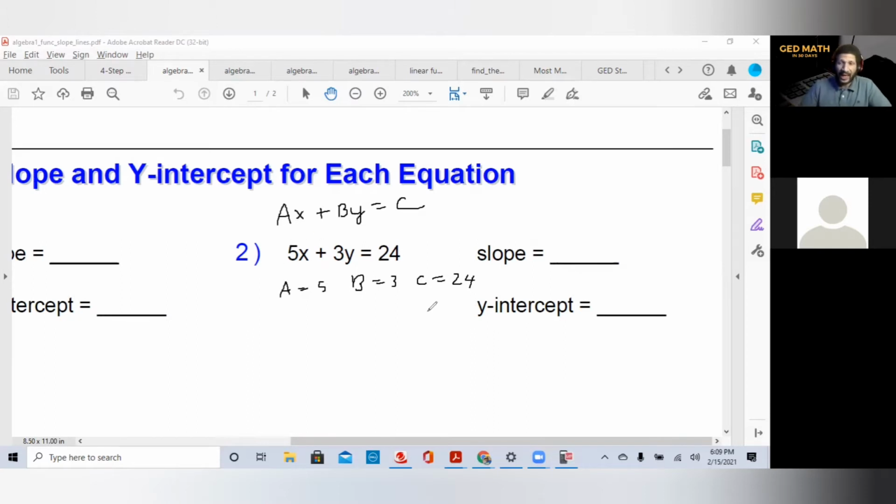Watch this. Whatever your A is, just take the opposite of that. So our A is 5, so we're going to say negative 5 over B, negative 5/3. Look how easy that is. I'm done. I'm fast. I'm gone. I didn't spend a whole lot of time on that problem. But these are 2 simple ways to find the slope from an equation. So let's try another example.